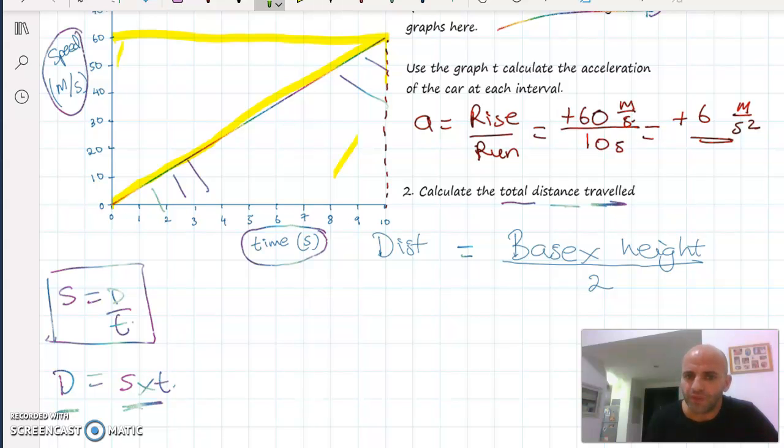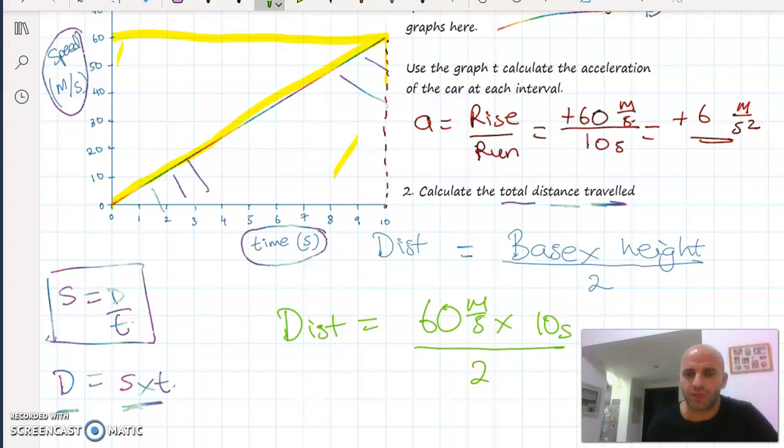So the distance traveled will be the base, which is 10 seconds. Let me put it the other way around; I'm going to go with speed first. It doesn't make a difference. The speed is 60 meters per second times 10 seconds, and you divide the whole thing by 2. On top, I've got 60 times 10, which is 600, divided by 2. Now watch what happens with the units. I have meters per second here and seconds above the line, so the seconds cancel out, and we're left with a unit of meters. That gives us overall 300 meters.